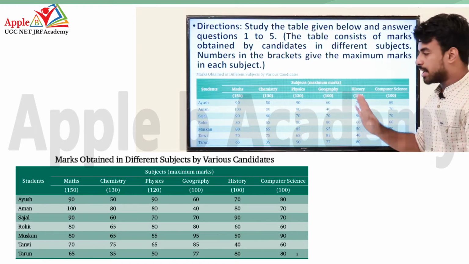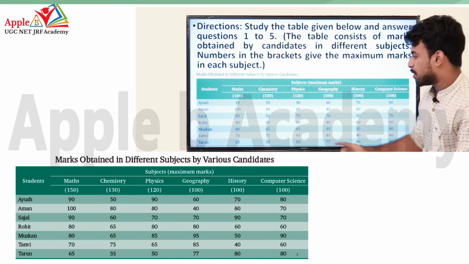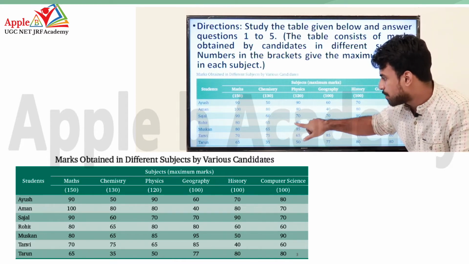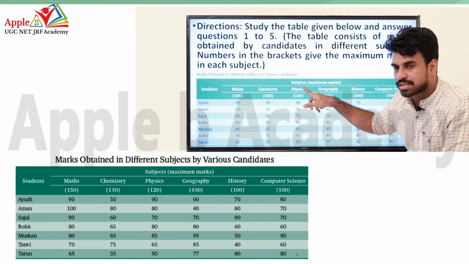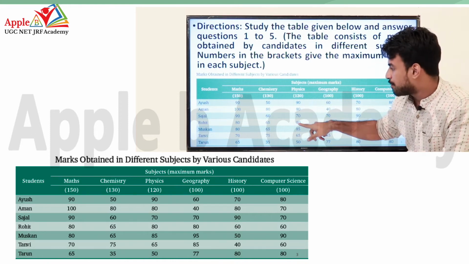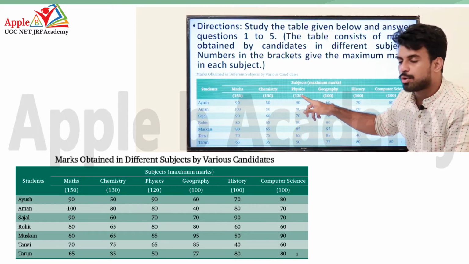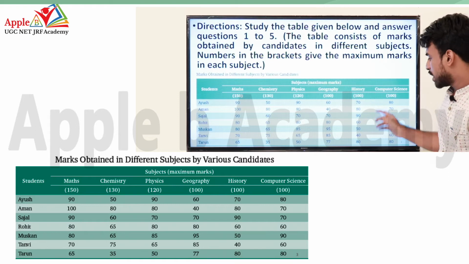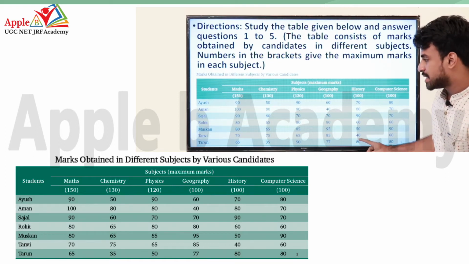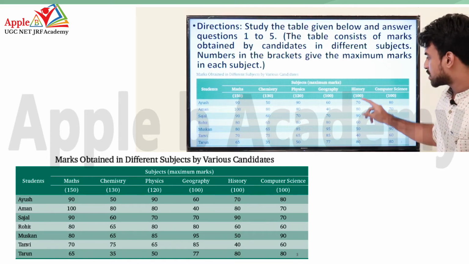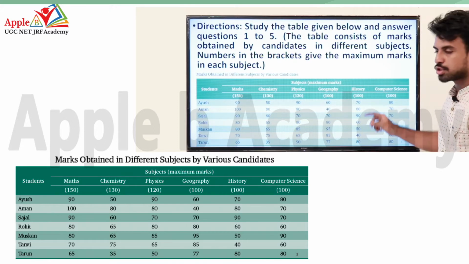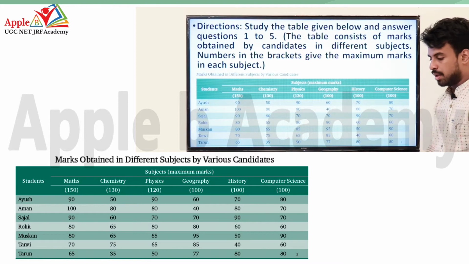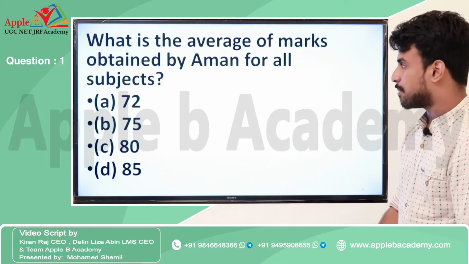Now, how do you read this table? Let us take a random value, this value 80. This means that Rohit has scored 80 marks in physics out of the maximum possible value of 120 that could be scored for physics. And take this random value 40, which means that Tanvi has scored 40 marks in history out of the maximum possible 100 marks. That is how you interpret this table. Now, we will move on to the various questions about this table.